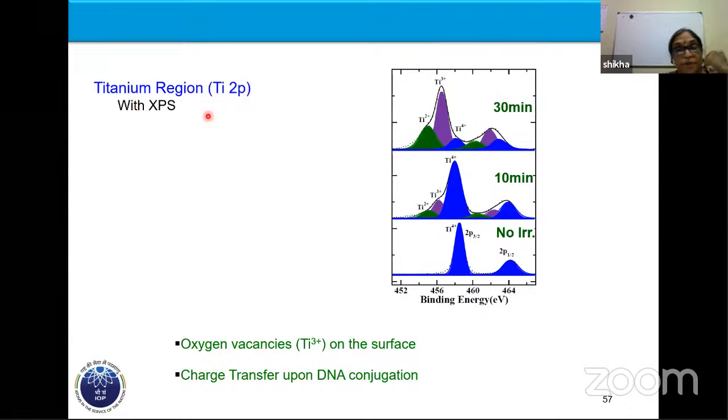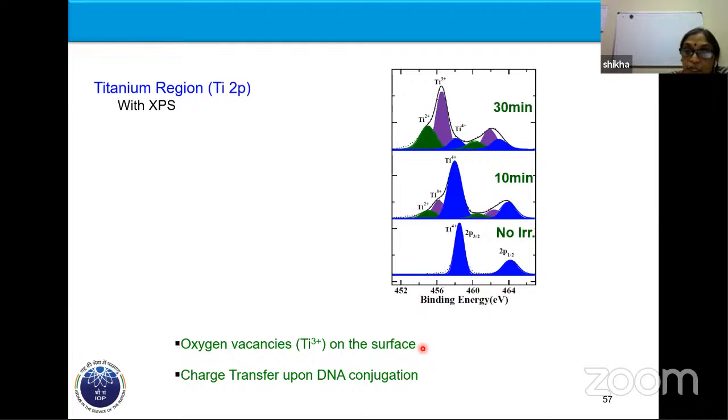So now we look at the XPS. How does the XPS look? This is without DNA. Right now there is no DNA. This is the clean surface, this is after 10-minute irradiation, and this is after 30-minute irradiation. You notice this is the main Ti peak, but this is the vacancy part of the Ti peak. This Ti3+ means that the oxygen has gone away from the surface, so it is making these Ti3+. So these are oxygen vacancies on the Ti surface.